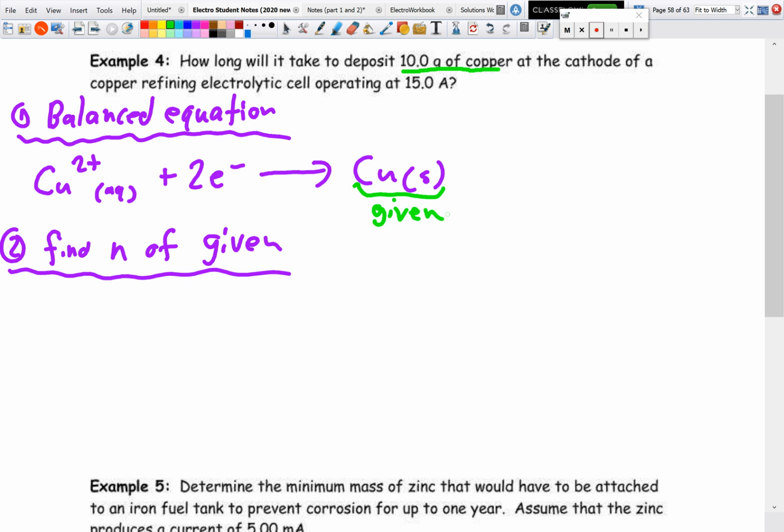Now, it doesn't specifically say anything about the number of moles of electrons, but because it's asking how long will it take, we know how long is just time. And our only equation that has time is number of moles of electrons times Faraday's constant all over our current. Current is given, Faraday's constant is a constant, so we're missing the number of moles of electrons. So that makes number of moles of electrons our wanted.